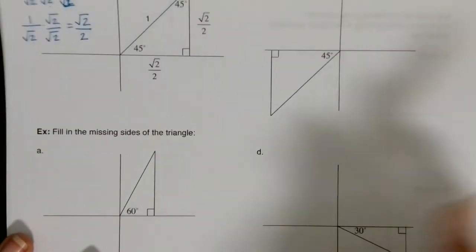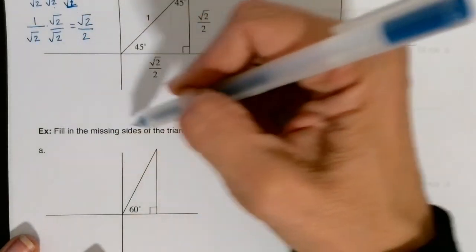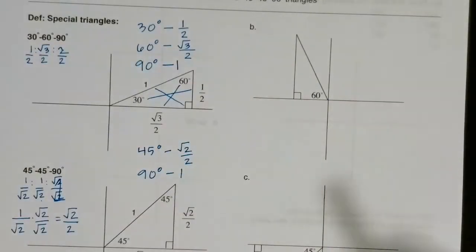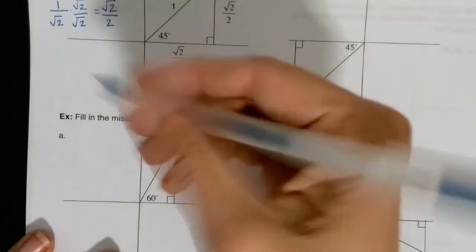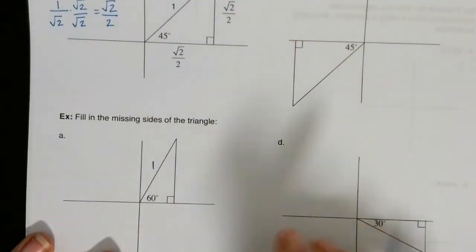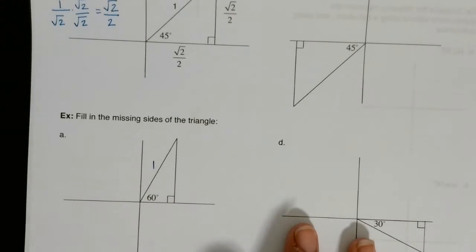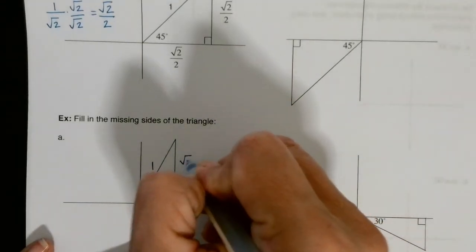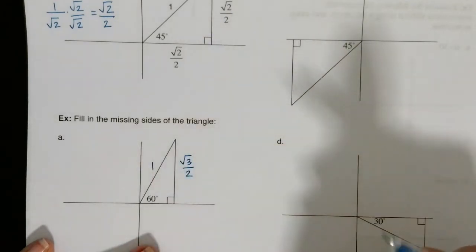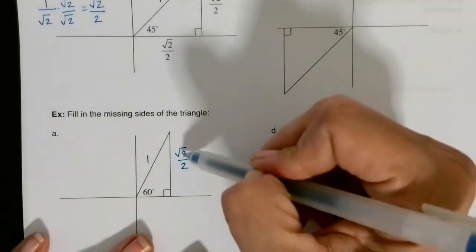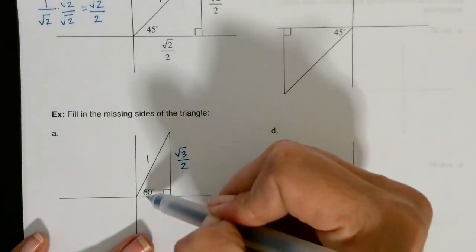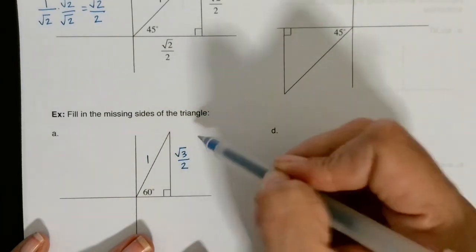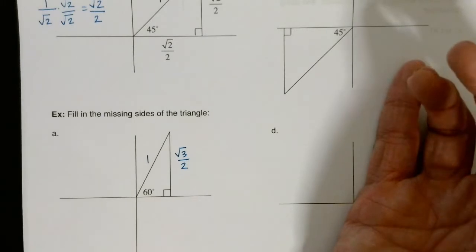All right. This one says, fill in the missing sides of the triangle. Oh, 60 degrees. 60 degrees is a special triangle angle. So I know this is a special triangle. If I know it's a special triangle, I know the hypotenuse is 1. Opposite 60 degrees is always root 3 over 2. One easy way to memorize this: what's 3 times 2? It's 6. 60 and 6. They both have 6's in them. I don't know. I'm just trying to help you out.